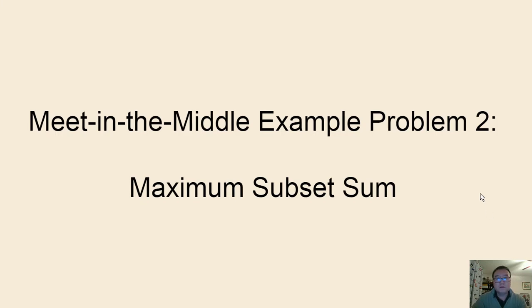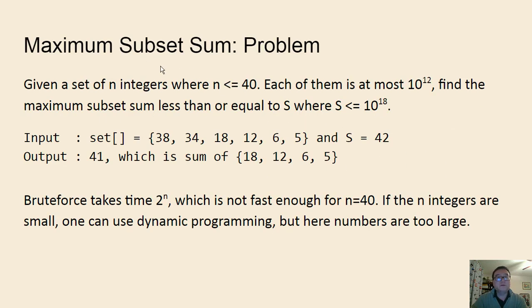Now let's look at the last example problem for this topic. It's also for meet in the middle. The problem is about the maximum subset sum. So here's the problem statement. We're given a set of n integers, where n is at most 40. Each of the integers can be quite large, so here, let's say up to 10 to the 12. And the question asks us to find the maximum subset sum that is less than or equal to a target S.